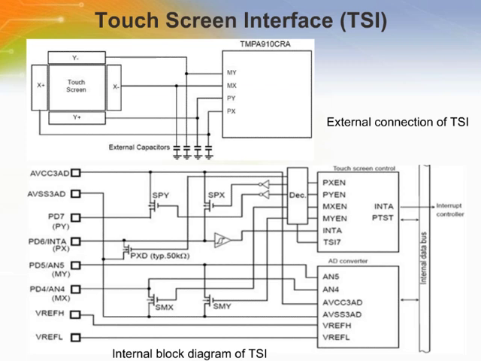generating no INTA interrupt. When a next pen touch is given, the X and Y direction internal resistors in the touchscreen are connected, which sets the PDX pin to high and generates an INTA interrupt.